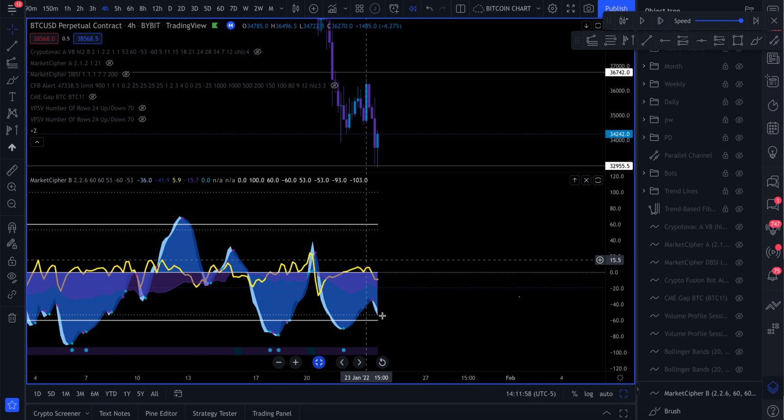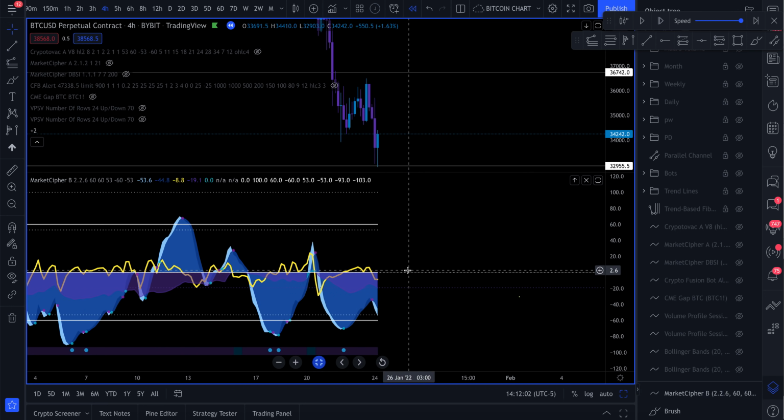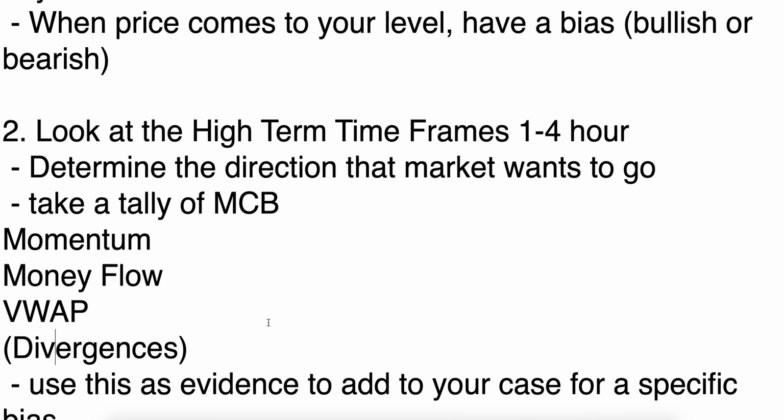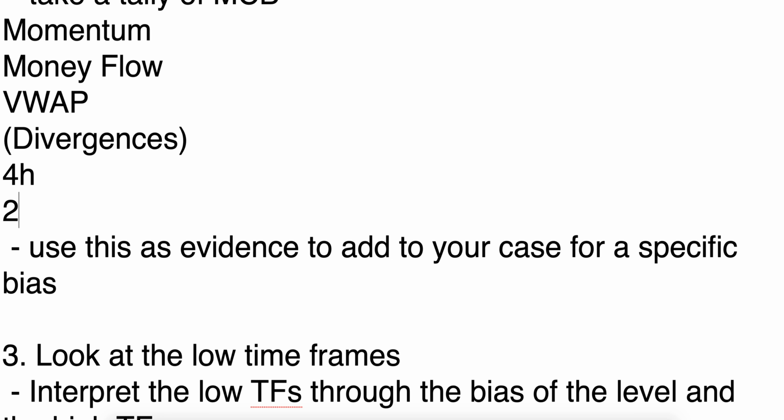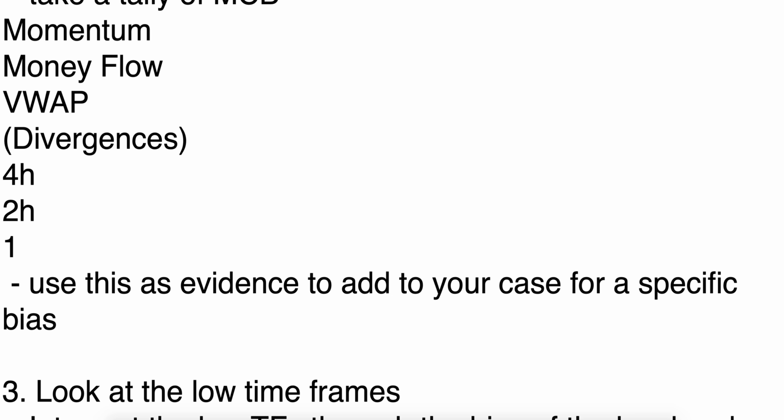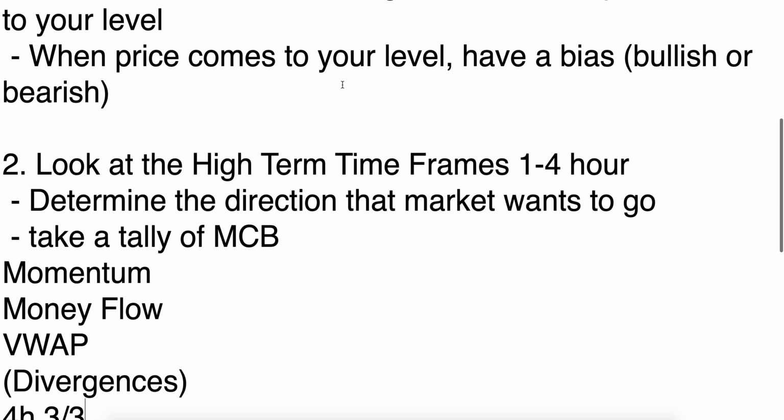What does that mean? We're going to be looking at three things: momentum, money flow, and VWAP. You can do this in your head, but we're going to look at the 4-hour, the 2-hour, and the 1-hour, and give these scores, either 1 out of 3, 2 out of 3, or 3 out of 3, for the direction that we want to trade. So we're going to take our bias and now look at the evidence on these higher time frames.